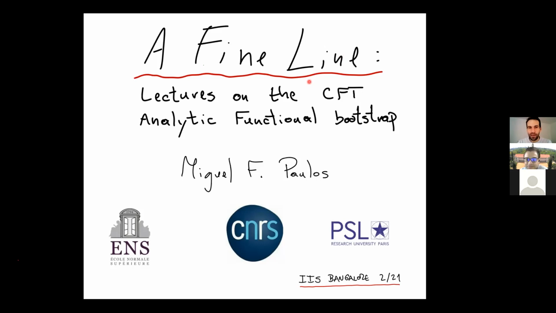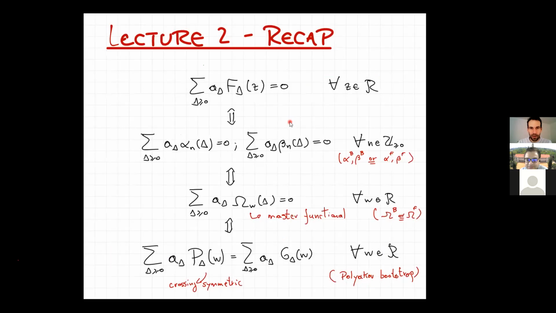So on the last lecture, let's do a brief recap of what we learned. This is the crossing equation for a single correlator, where you just include SL2R symmetry. This equation holds everywhere in the crossing region, which is basically the complex plane minus two cuts that run from 1 to infinity and from 0 to minus infinity. So this is this R.